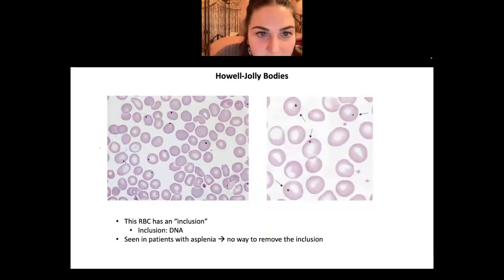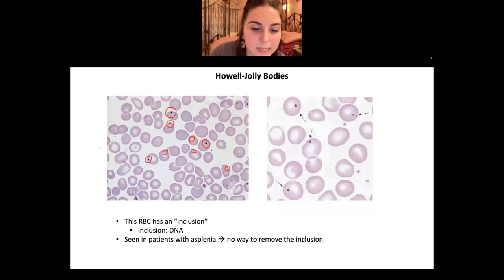Let me see if I can find. Yeah, so this straight up is what it's going to look like on a smear. It's going to be blue. It's not going to be a white circle like this. This is not a Howell-Jolly. These are just circles in the red cells. But Howell-Jollies are these big dark blue inclusions within the red cells. Okay, those are Howell-Jollies.